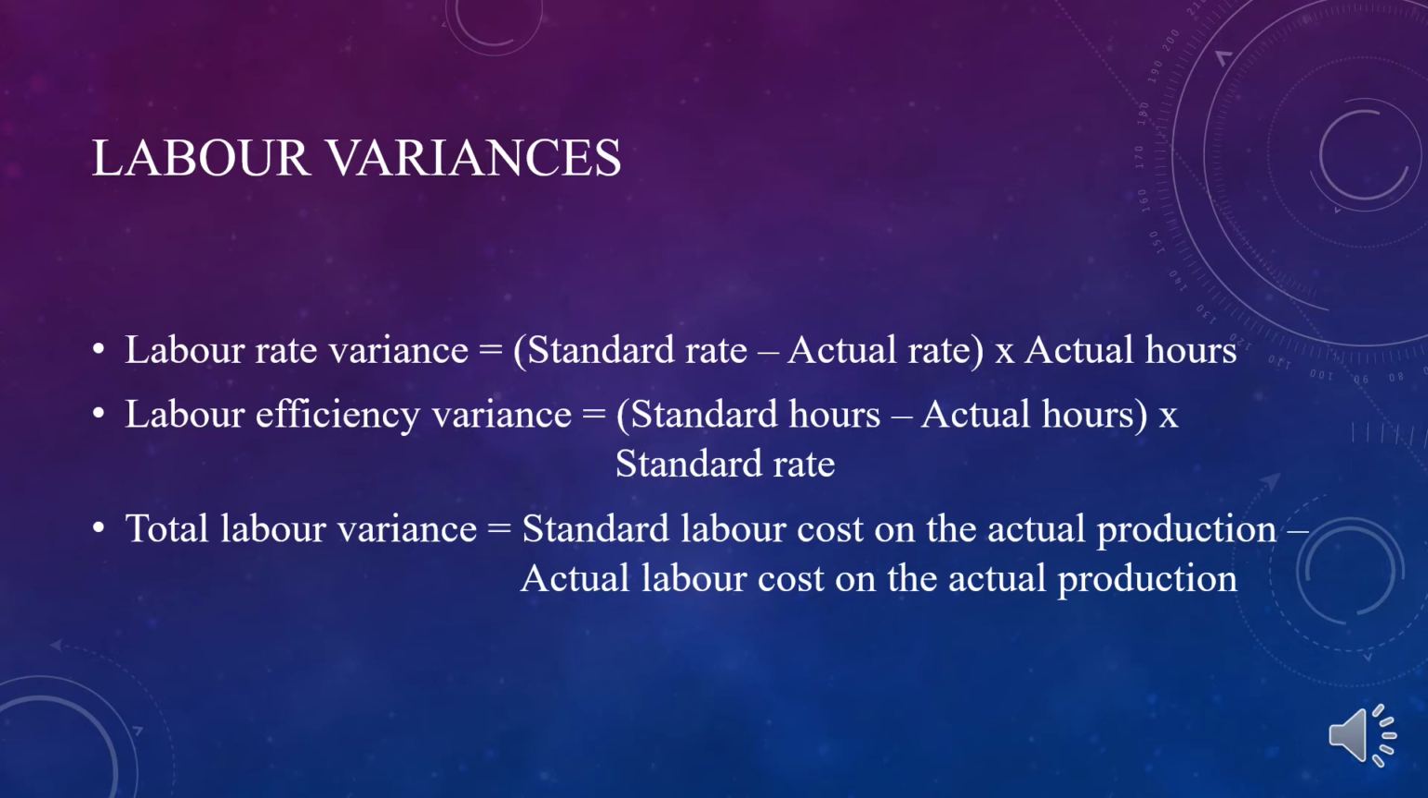The labor rate variance is the difference between the rate in the budget and the rate paid. To calculate: standard rate minus actual rate into actual hours. The labor efficiency variance is calculated as standard hours minus actual hours multiplied by the standard rate.